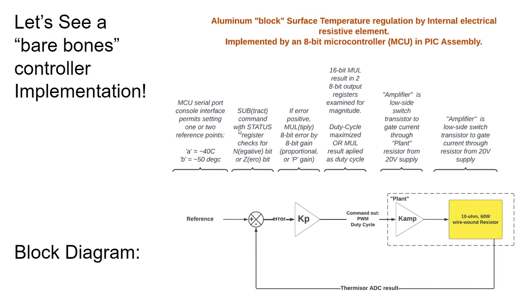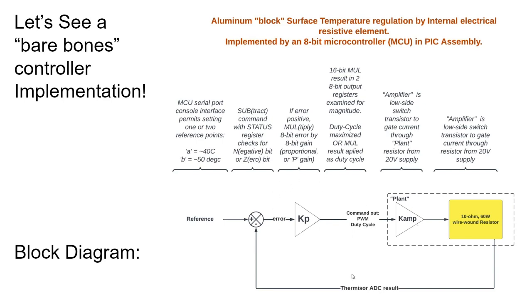We perform the subtraction, then we look at a register that is part of the arithmetic logic unit that indicates the result of our operation. Was it negative? Was it 0? Was there a carry? But in this case, we're saying somewhat practically that if this error is negative or 0, that means we're hotter than we want to be, and therefore we just zero the duty cycle and basically skip this process. And I can show you that in the code.